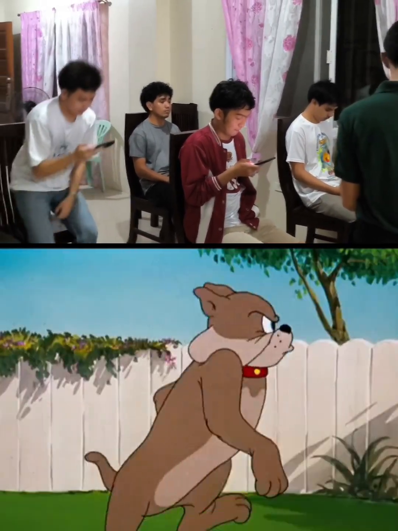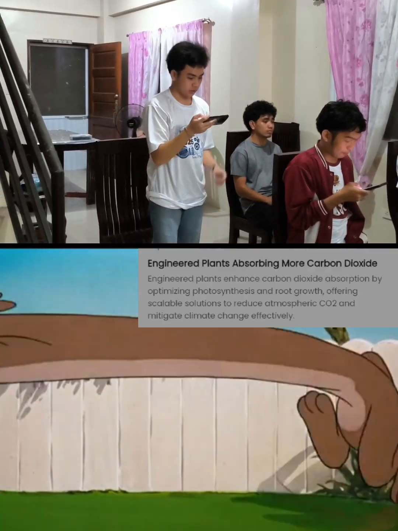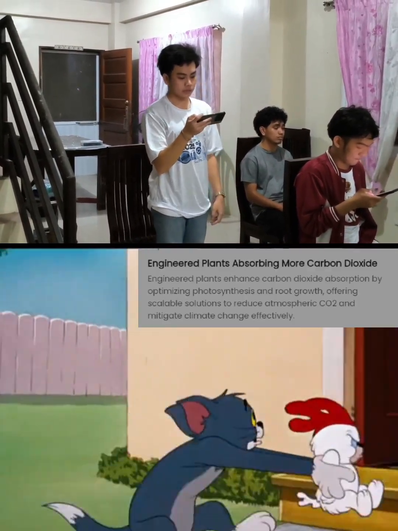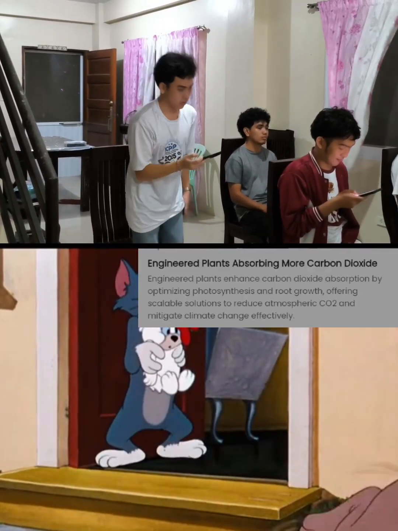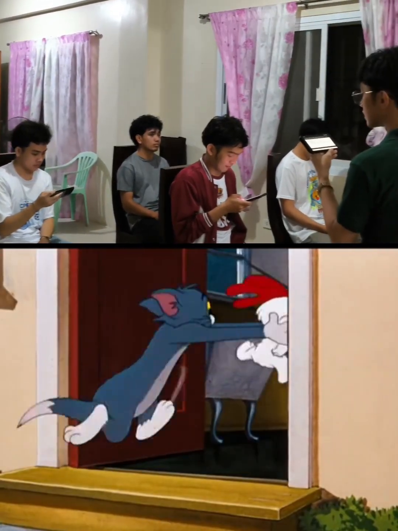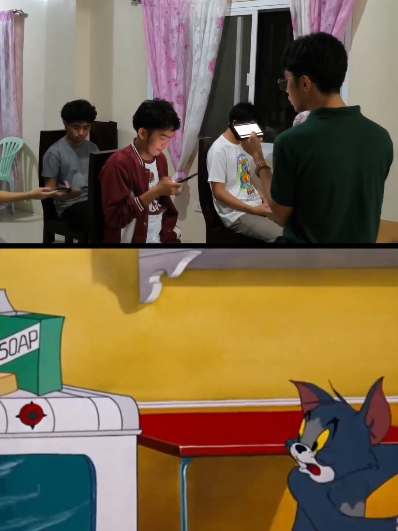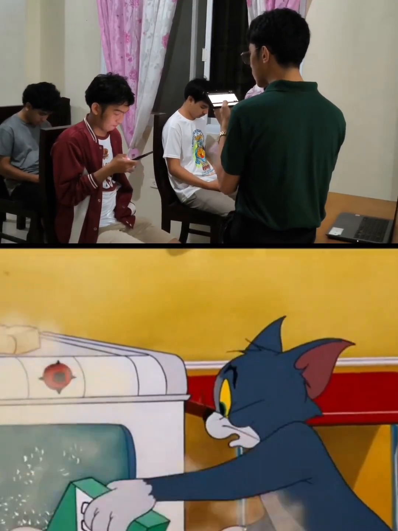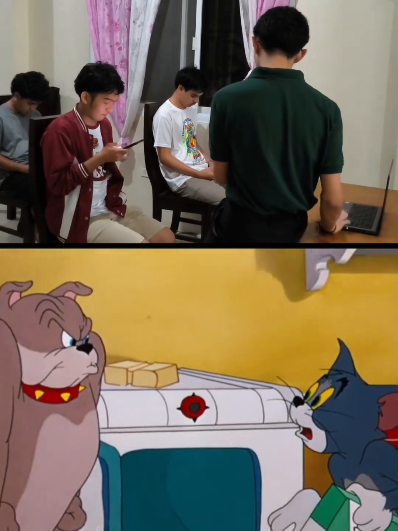Cedric. Engineered plants absorbing more CO2. Optimizing photosynthesis and root systems increase carbon capture. So by enhancing natural processes that lock carbon into biomass or soil, engineered plants could be part of carbon mitigation strategies.